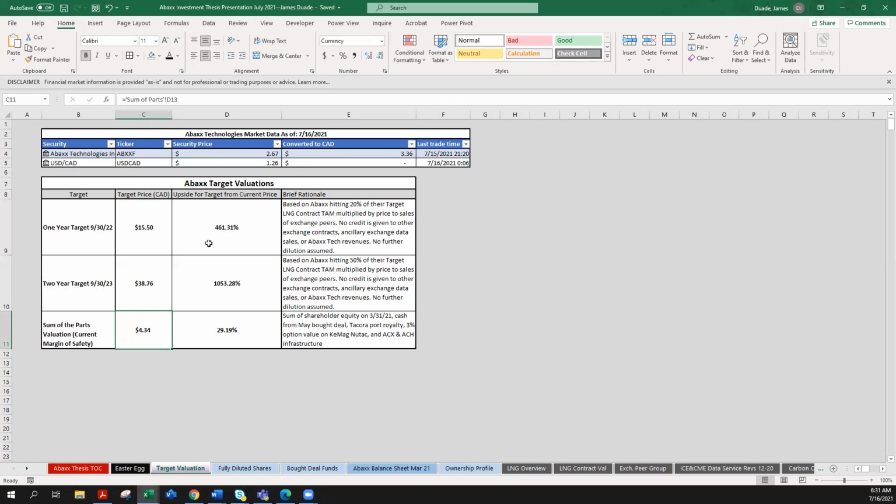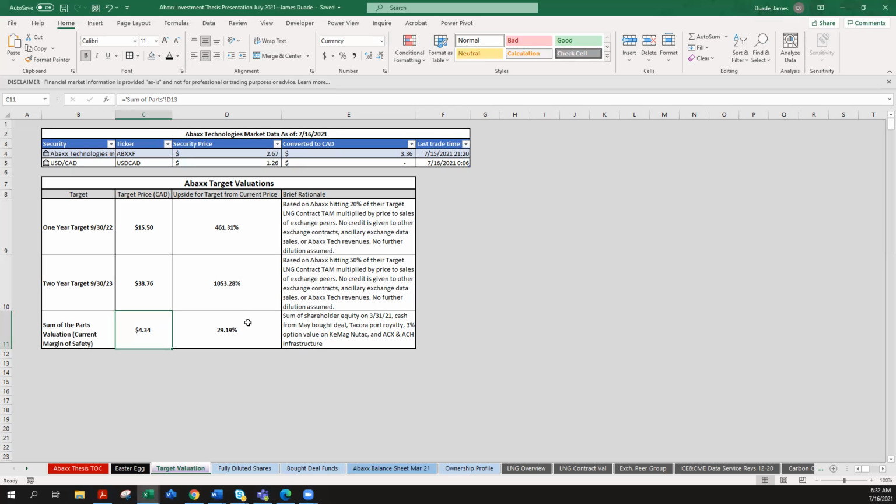And the way that I derive that, and again, I'll discuss these in greater detail, is a 20% target of their liquid natural gas TAM, or total addressable market. And so I think that they could potentially hit within 1 year of launch of their exchange, which is supposed to launch in September. They could get 20% of that total addressable market. And then I think within 2 years, after they've built it out, volume starting to increase, I believe they could potentially hit 50%. And so that's how I'm getting those figures there. And then I'm multiplying those sales values by a price to sales multiple off of an industry peer group. And so we'll discuss that in greater detail as well.